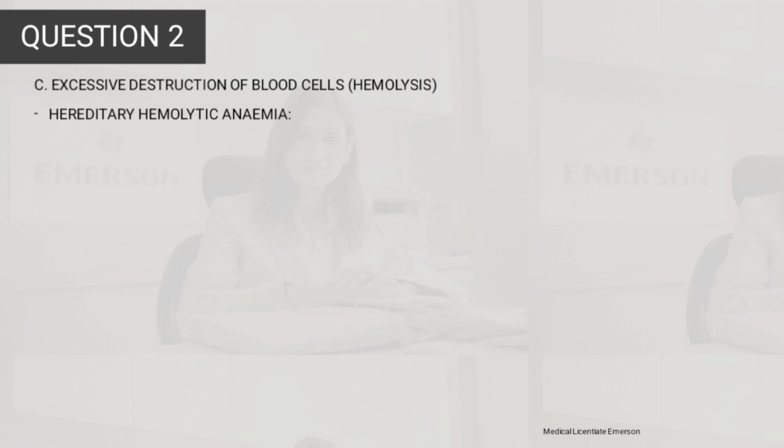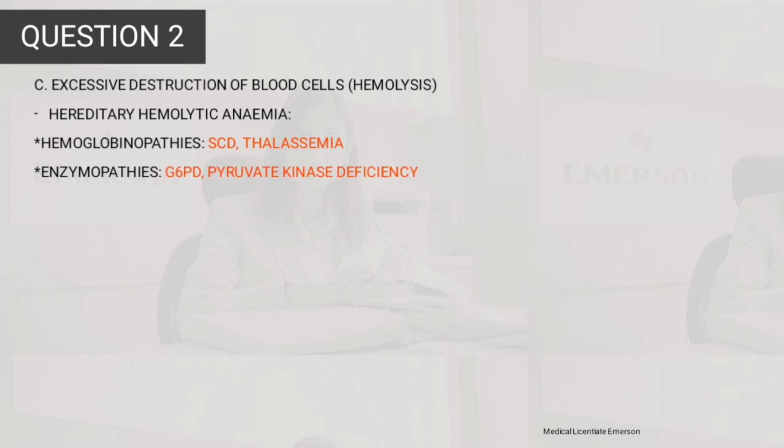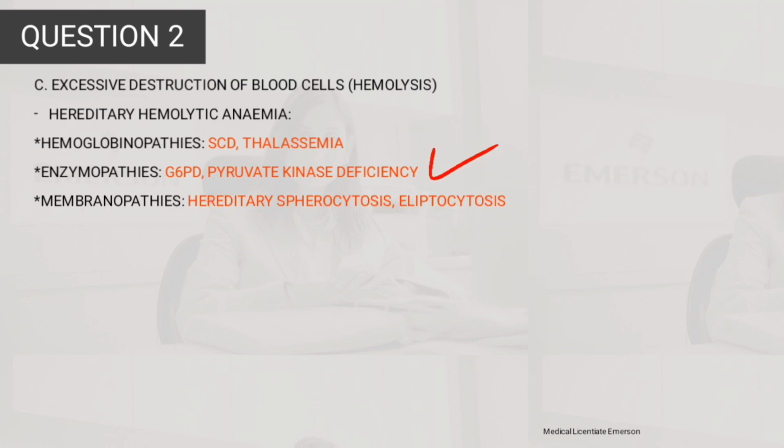So which factors can cause this? We can have hereditary hemolytic anemia, where we have sickle cell disease, thalassemia. We can have glucose 6-phosphate dehydrogenase deficiency. You can have pyruvate kinase deficiency. These are some of the enzymopathies that can cause excessive destruction of blood cells. You can have membranopathies such as hereditary spherocytosis, which can cause hereditary hemolytic anemia.